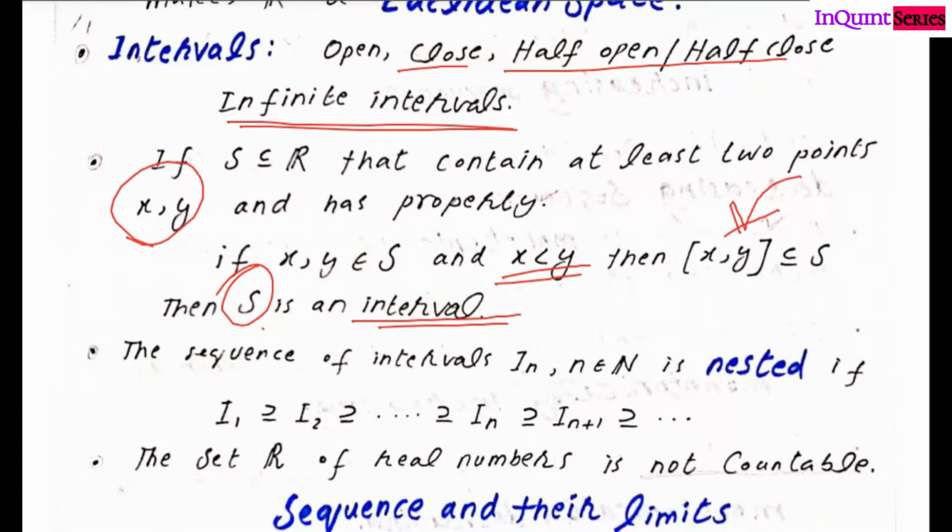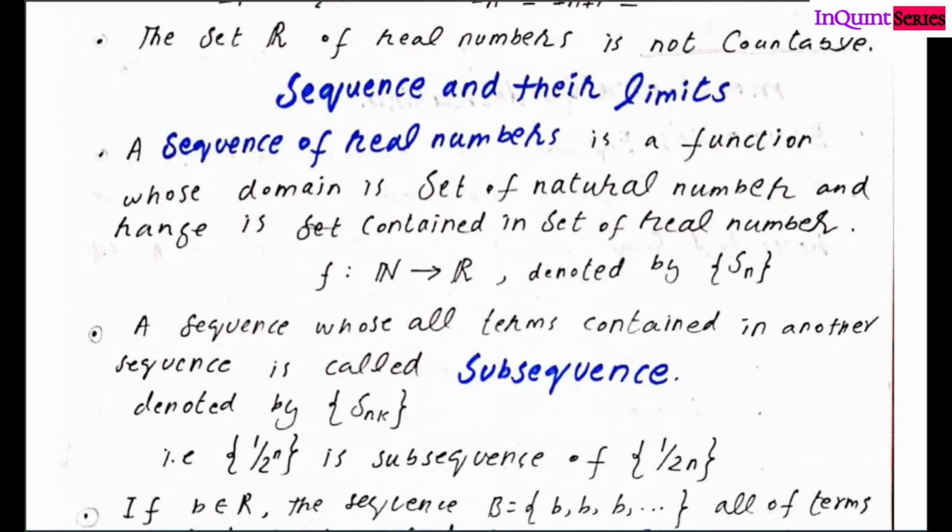Now, if we can get a sequence of intervals of that type, in that sense we can say our sequence of intervals is nested. The next key point is that the set of real numbers is not countable. So basically, a sequence of real numbers is a function whose domain is the set of natural numbers, and the range is contained in the set of real numbers.